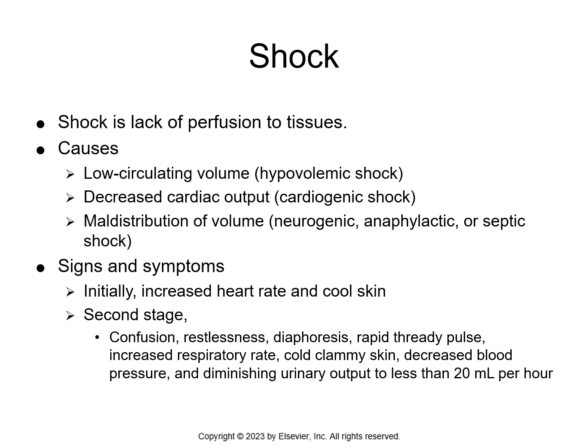So, signs and symptoms. We initially will have an increase in heart rate and cool skin. Second stage, we'll become confused, restless. We'll have diaphoresis. We're going to have a rapid, thready pulse. We're going to increase our respiratory rate. We've already talked about that with sepsis. Cool, clammy skin, decreased blood pressure. So we're going to become hypotensive, and that kicks in our whole sympathetic nervous system so that we can start to try fight or flight and hang on to stuff, increase our blood pressure with the epi and norepi.